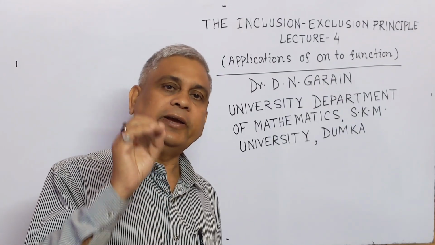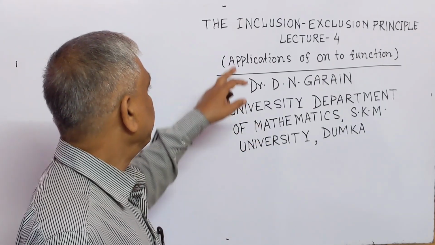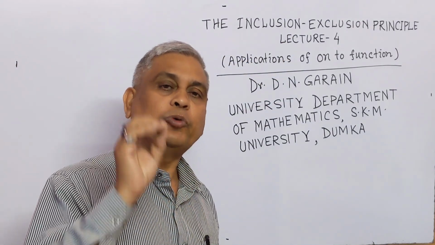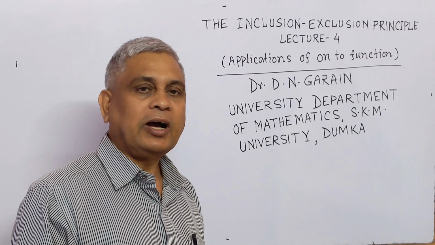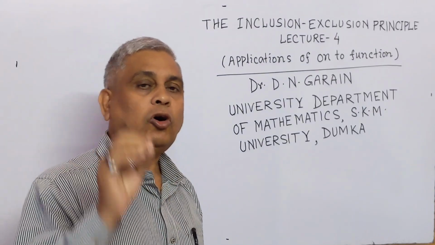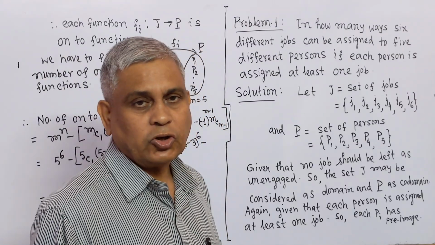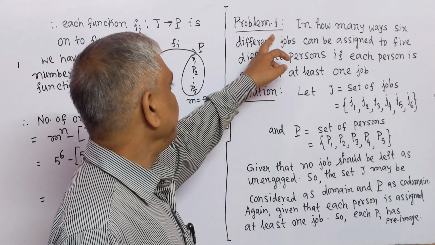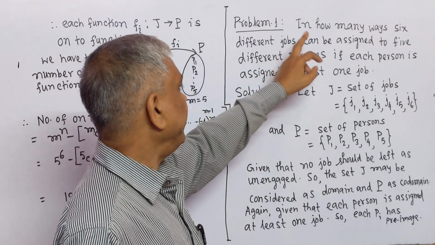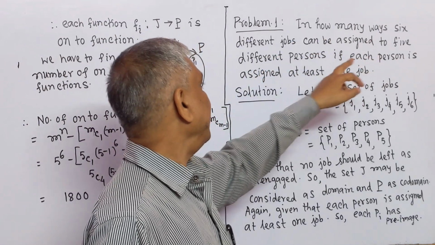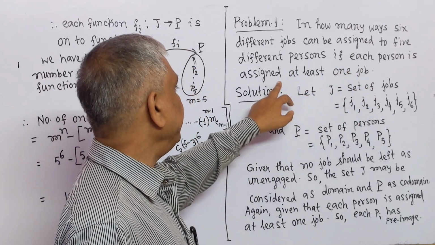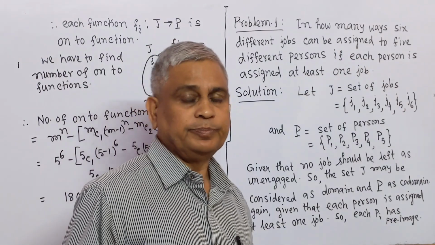Today I will deliver a lecture on the Inclusion-Exclusion Principle, lecture number 4, in which I will give some applications of onto functions. Now we solve problem number 1. The problem is, in how many ways can 6 different jobs be assigned to 5 different persons if each person is assigned at least one job.